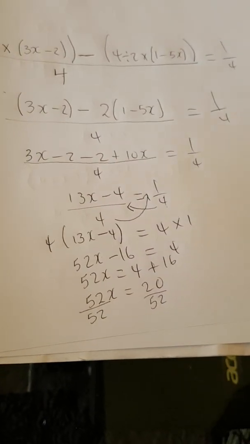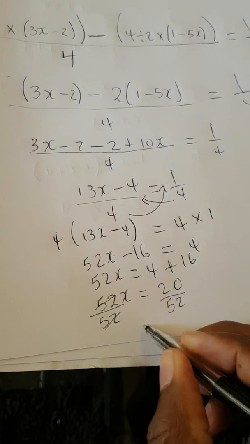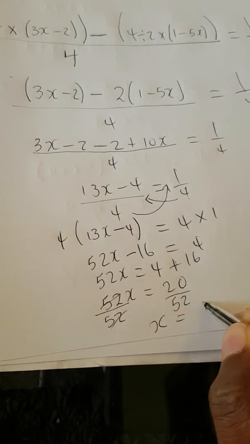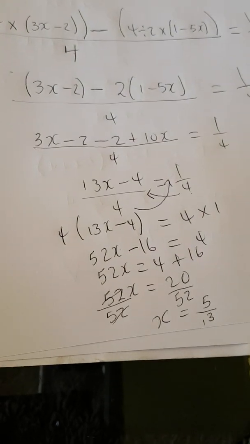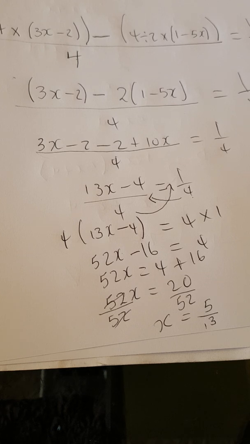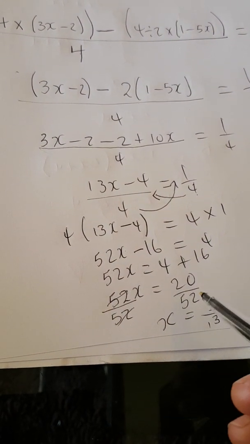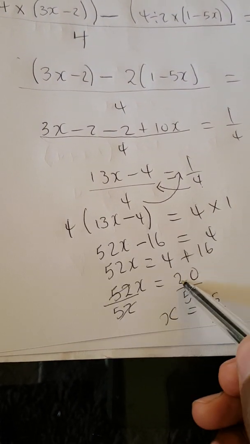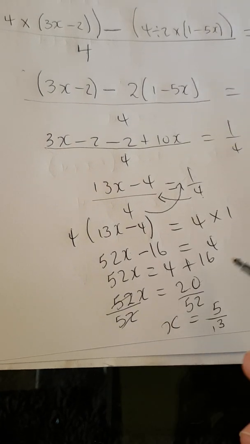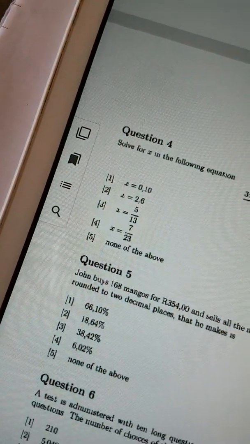So if you're basically using a Casio, you'll get your answer. It will give you that x equals 5 over 13. Okay, this will be your answer, 5 over 13. The Casio will reduce this one. Just say 20 divided by 52, it will give you 5 over 13. Or in other words, you can reduce by 2 until you get 5 over 13. That will be your answer. So 5 over 13 is option number 3.